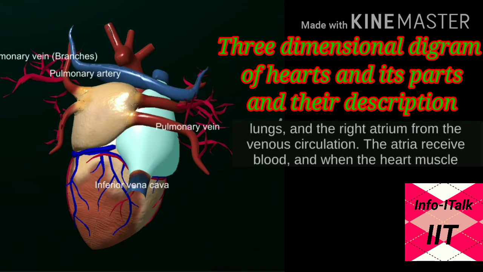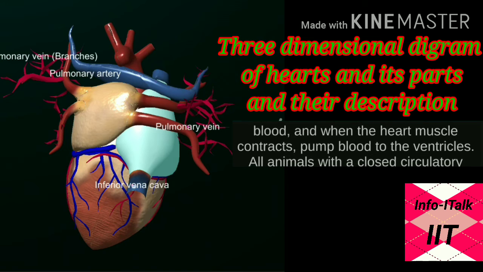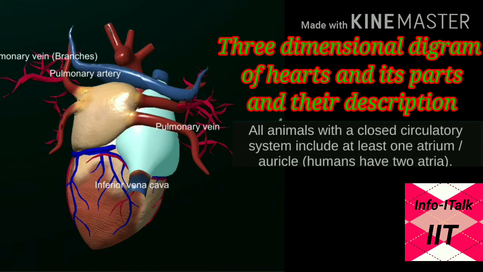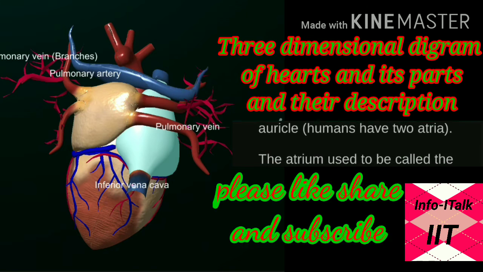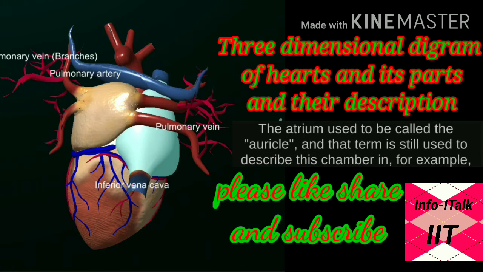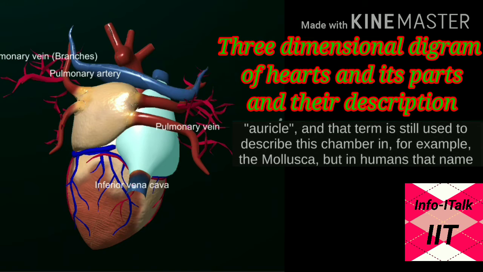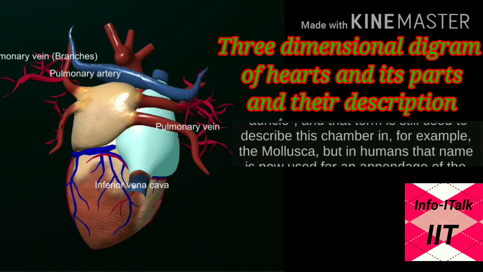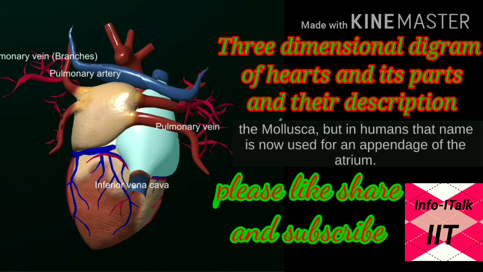The atria receive blood, and when the heart muscle contracts, pump blood to the ventricles. All animals with a closed circulatory system include at least one atrium or auricle. Humans have two atria. The atrium used to be called the auricle, and that term is still used to describe this chamber in, for example, the mollusca, but in humans that name is now used for an appendage of the atrium.